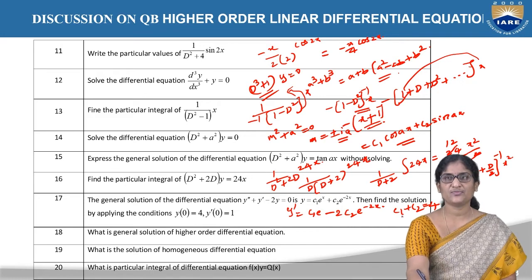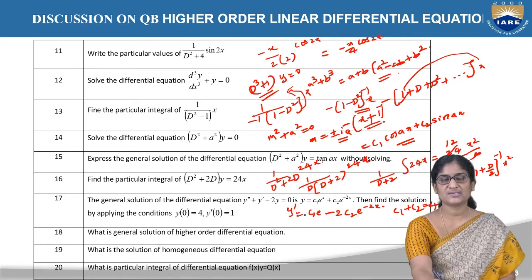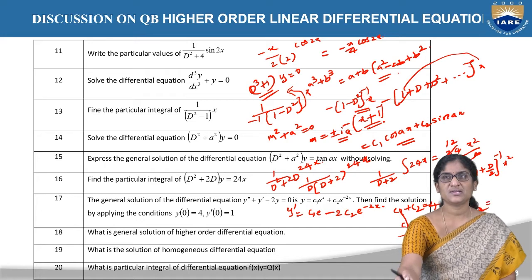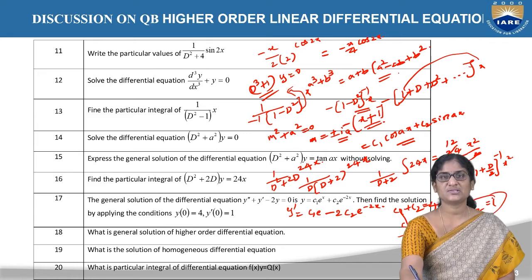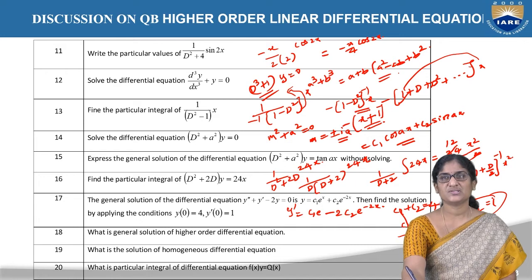And the next equation, if you put x equal to 0 in y dash, we get c1 minus 2c2 is equal to 1. So we need to solve here algebraically. Just subtracting, we get 3c2 is equal to 3, or c2 is equal to 3 by 3, that is equal to 1. So substituting c2 here, we get c1 is equal to 4 minus 1, that is equal to 3. So c1 is equal to 3.